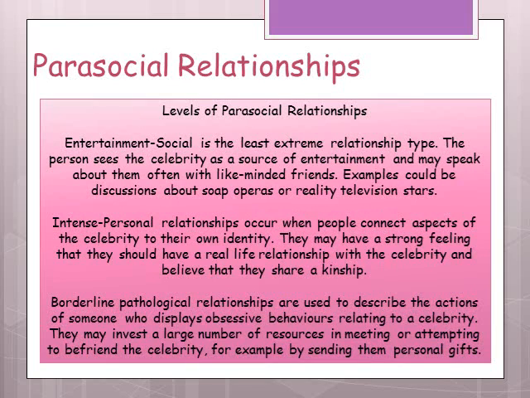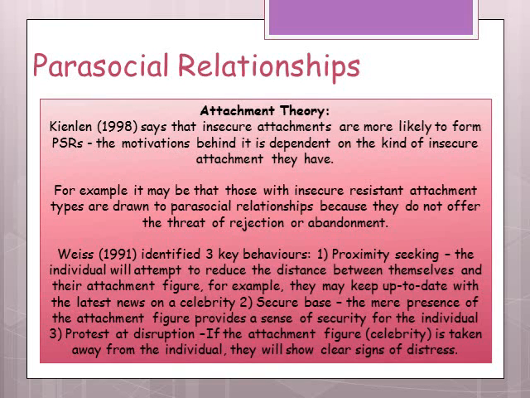The deepest level, or the most extensive level, is the borderline pathological relationship, and this is used to describe the actions of someone who displays obsessive behaviours relating to a celebrity. They might invest a large number of resources in meeting or attempting to befriend the celebrity, so for example by sending them personal gifts, letters, etc.